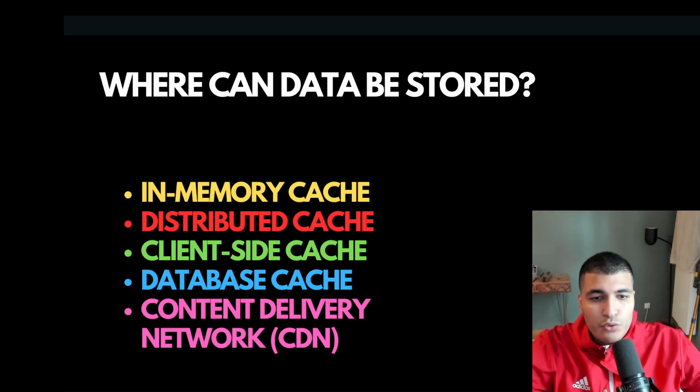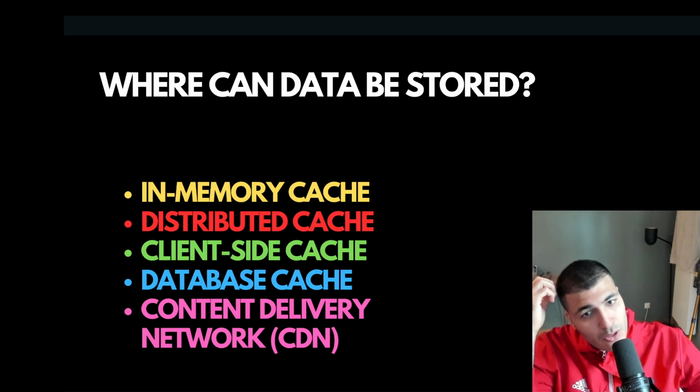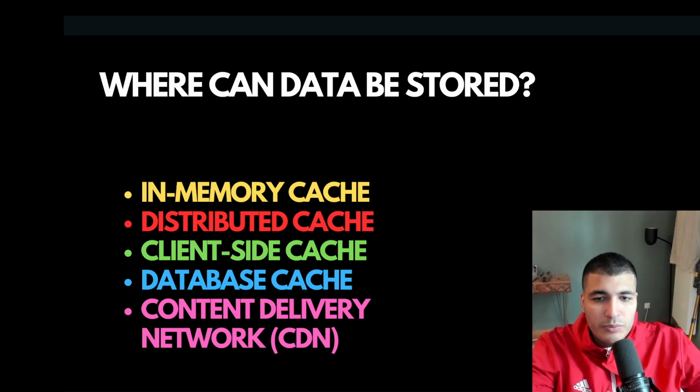These are typically used for things like session management, keeping user login information readily available, storing frequently accessed application objects, or acting as a fast front layer for slower databases. Popular examples include Redis and Memcached.